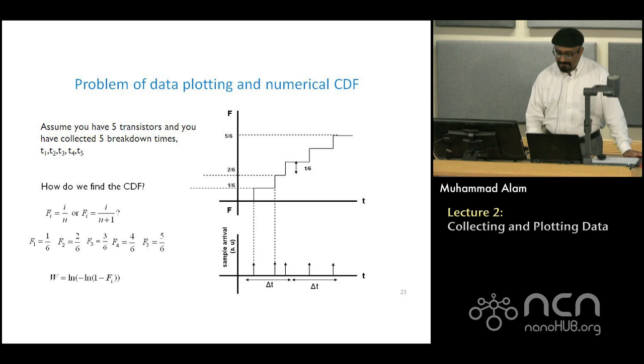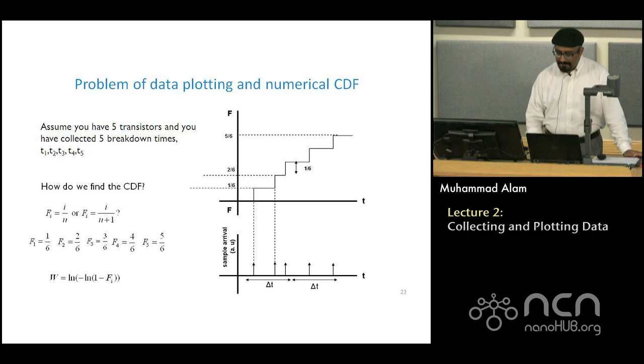So it jumped up by 1 over 6. Then you'd go to 2 over 6 and so on and so forth. Every time one failed, you have a jump. Now it turns out that these formulas are dangerous. They cannot be used like this. Why? Because up to this point, these are all zeros.